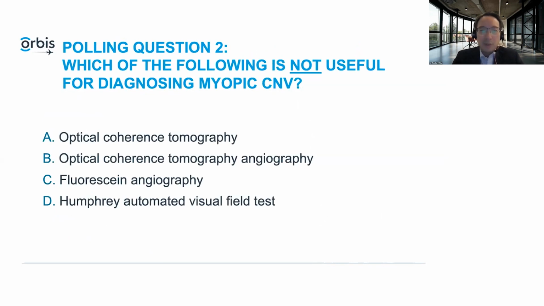Okay, now polling question number 2. Which of the following is not useful for diagnosing myopic CNV? One is OCT, second is OCTA, thirdly is fluorescein angiography, the last one is Humphrey automated visual field test. Good, visual field test is not useful, so most of you got that. The others are all quite useful.